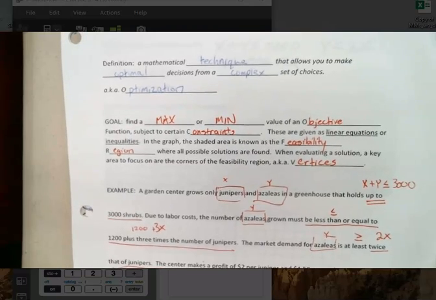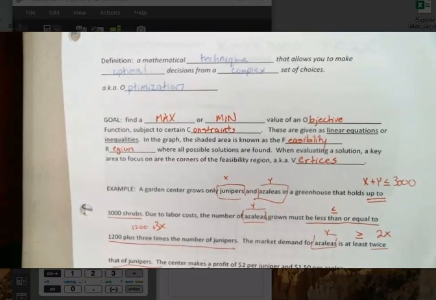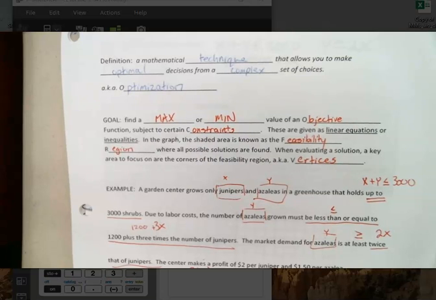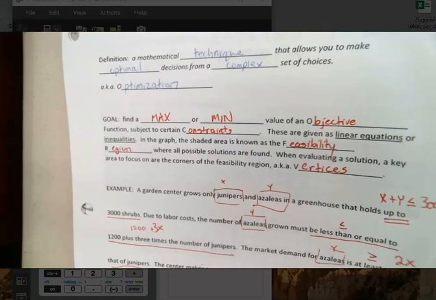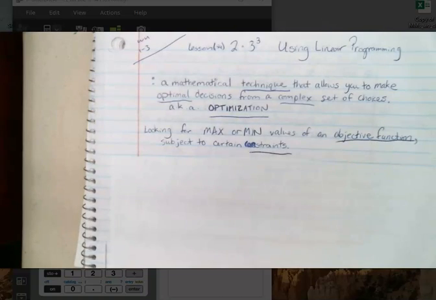When you want to find the very, very best solution, a key area to focus on will be at the corners, or I should say at the vertices of the feasibility region. So you're going to need to find those and then evaluate them in your objective function.